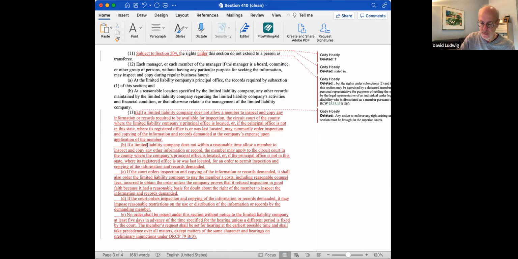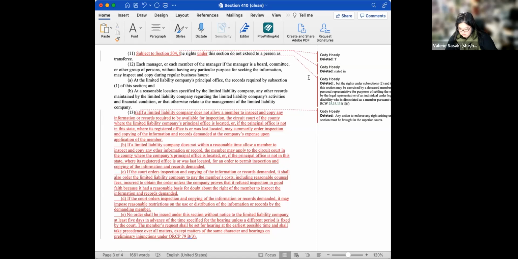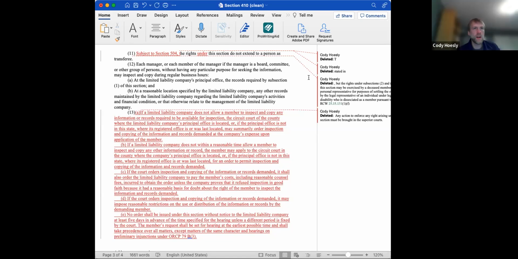So, subject to section 504. Oh yeah, that's the legal representative. Yeah, and this is ROLCA G, which is why the subject to section 504 is added. Right, that makes sense. Yep.